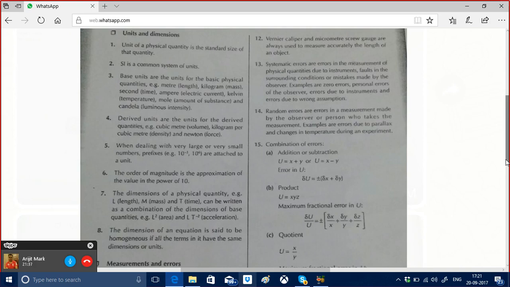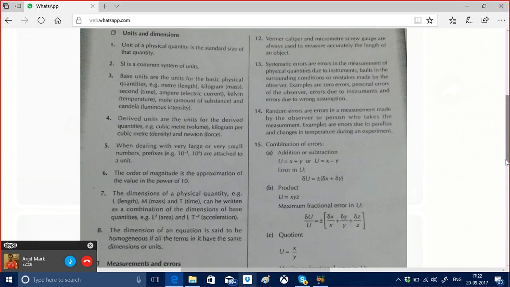Suppose, one or two classes before I explained to you that barn is a very small unit, 10 to the power minus 26. Those are the types of units we use when considering order of magnitude, which is the next thing. Order of magnitude is a type of approximation in the power form, in the power of 10.